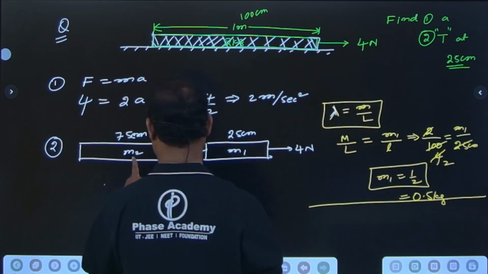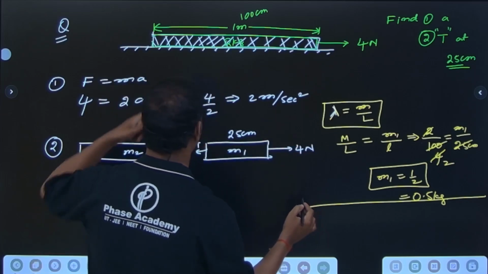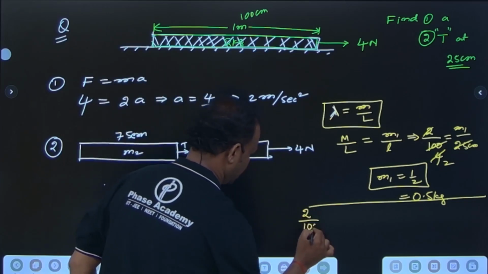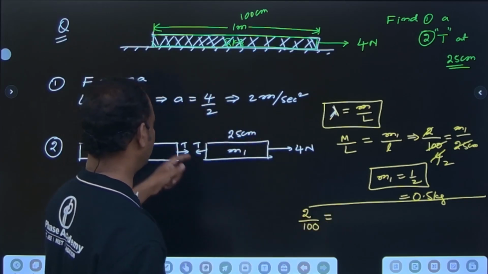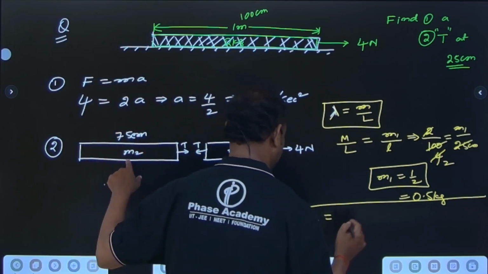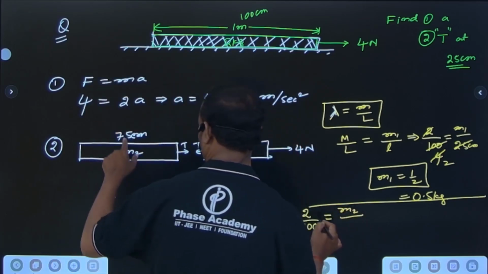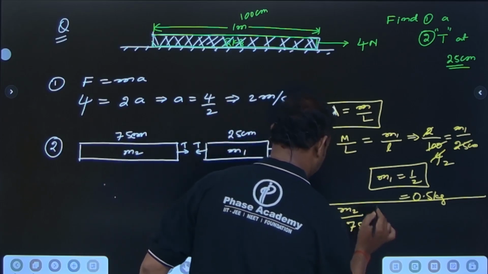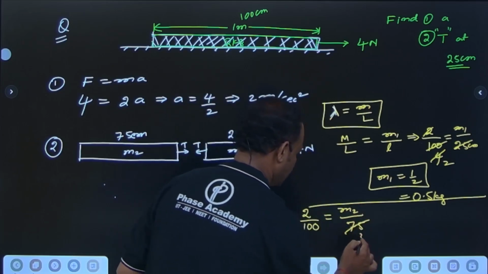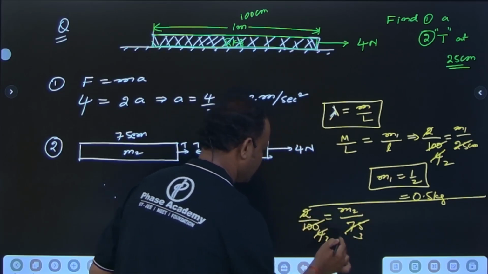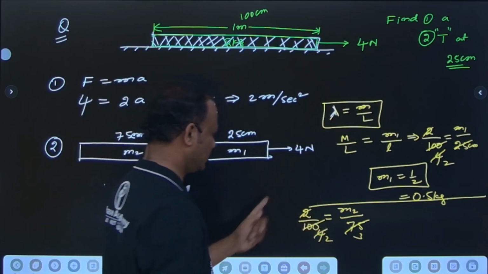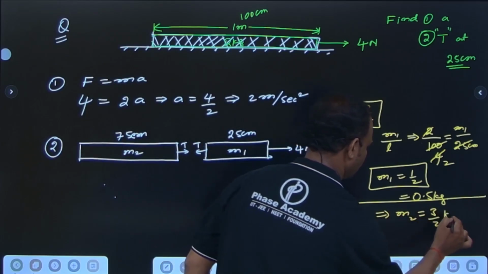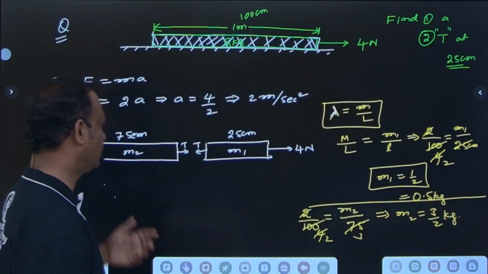Same thing you can find for the second one also. Total mass M is 2 by total length 100 centimeter is equal to the mass required, M2, by 75 centimeter. 25 threes are 75, 25 fours are 100, 2 ones are 2, 2 twos are 4. So it becomes 3 by 2. M2 is equal to 3 by 2 kg.